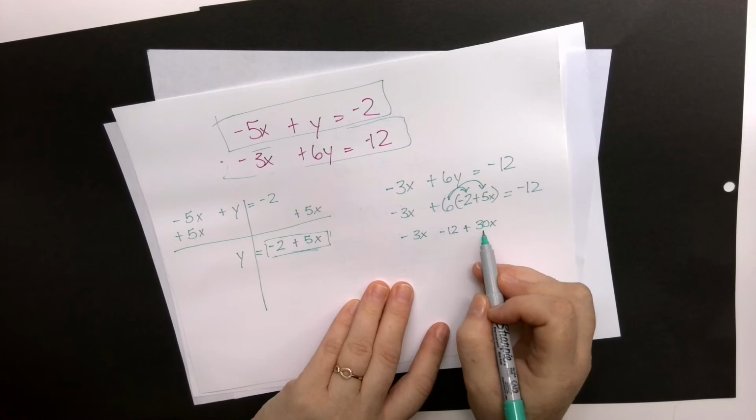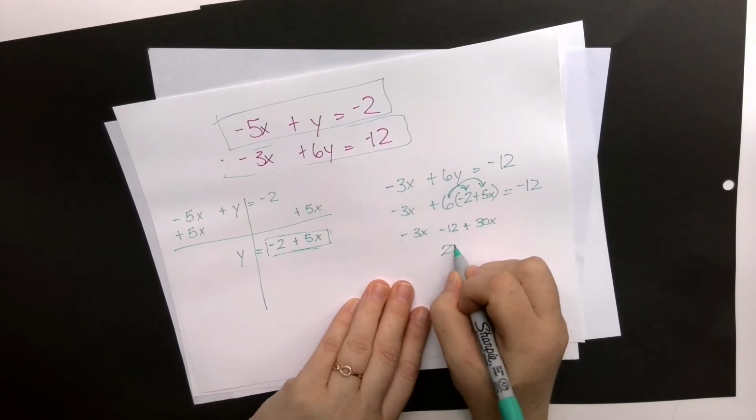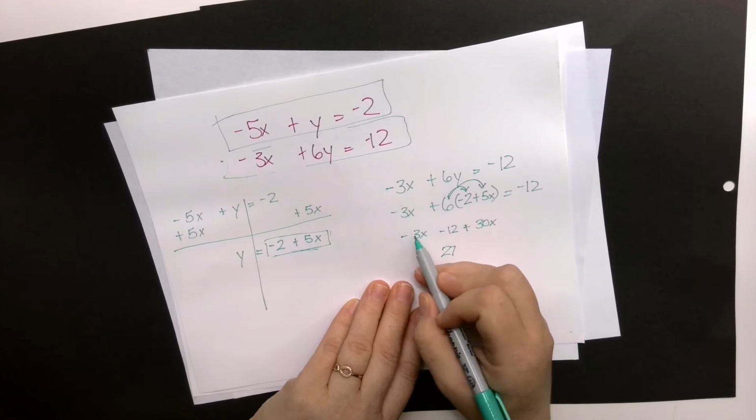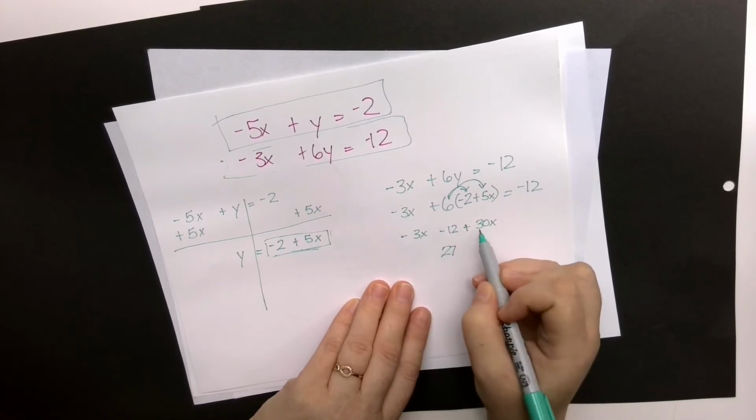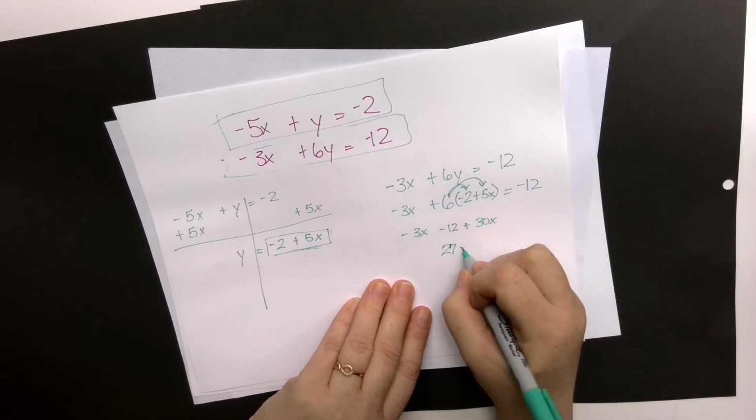Different sign, take the difference. So 30 minus 3 is 27. I'm going to look at which one of them is larger. Well, 30 is larger than 3. It's positive. My answer is positive. Okay, and then minus 12.